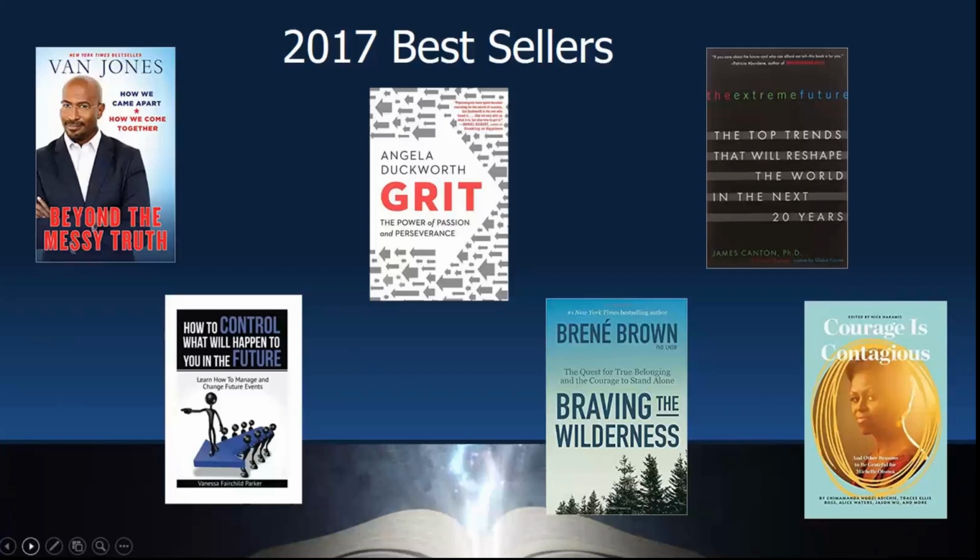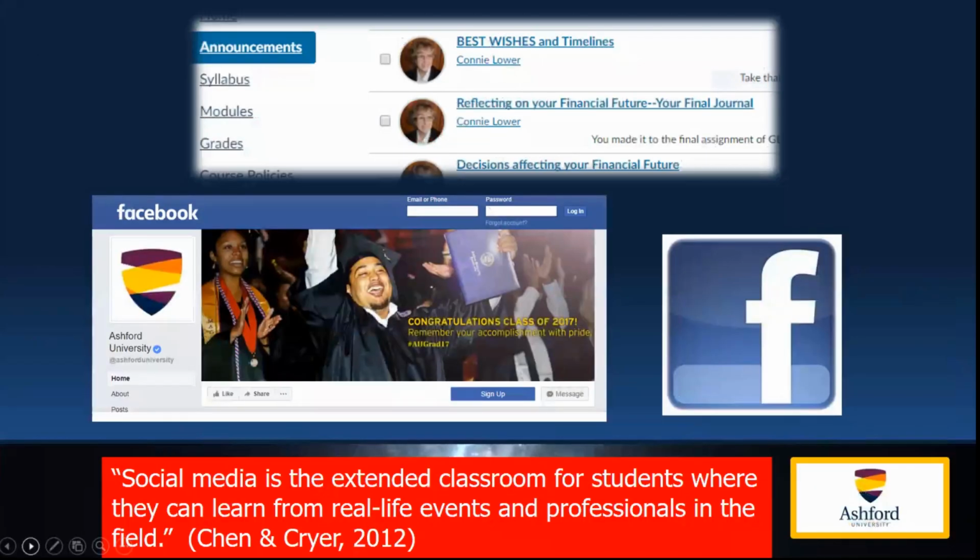A few of the nonfiction bestsellers of 2017, which contain stories and wisdom applicable to our students, are Beyond the Messy Truth, How We Came Apart, How We Come Together by Van Jones, How to Control What Will Happen to You in the Future by Vanessa Porter, Grit by Angela Duckworth, Braving the Wilderness, The Quest for True Belonging and the Courage to Stand Alone by Brene Brown, The Top Trends That Will Reshape the World in the Next 20 Years by James Canton, and Courage is Contagious by Nick Haramis.